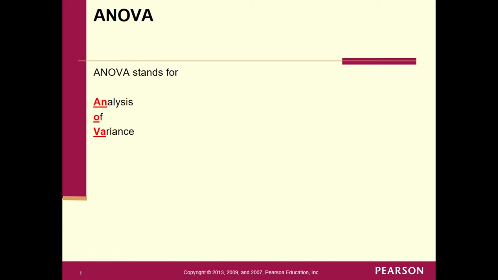So don't get confused about this. We are not doing an analysis of variance to analyze variances. We are using variances to actually compare three or more population means. All right. So please don't get confused about that. We are comparing three or more population means by using two different variances, and you'll see.